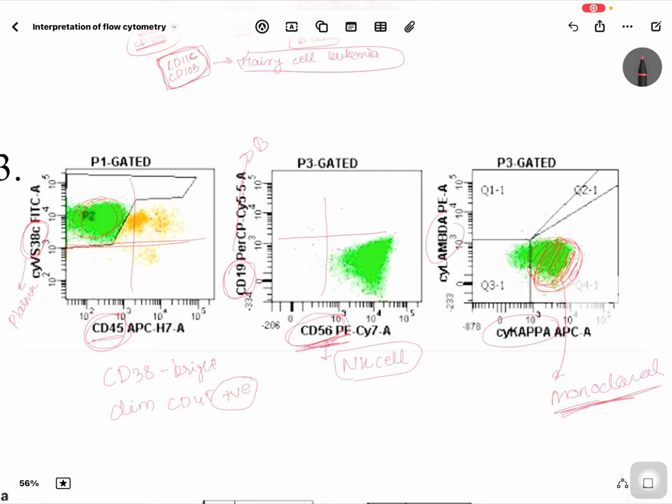So what is this? Is this an NK cell? How is it related? The most important thing is CD45 is negative or dim positive and CD19 is negative. But CD38 is positive. What does that mean? What is a marker of a plasma cell? Plasma cell has CD38 positive, CD138 positive along with CD19 positive and CD45. But in plasma cell myeloma, CD45 and CD19 become negative and CD38 is positive.